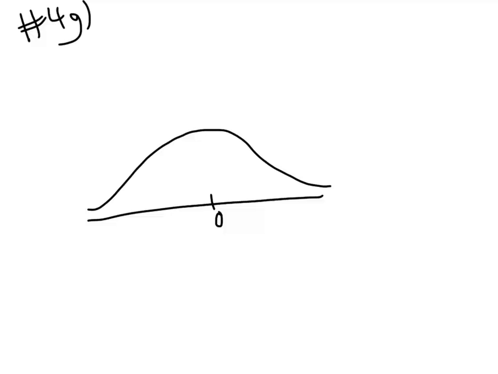Number 4G asks for a value of z where we have 33.72% of observations less than z. So we'd have 33.72% of observations less than some value z.